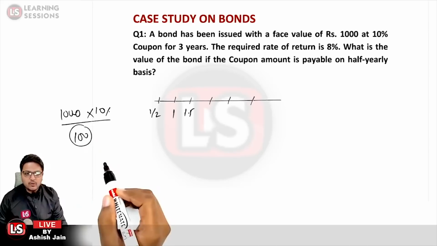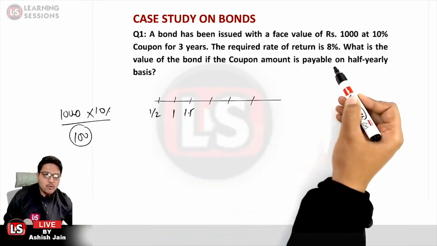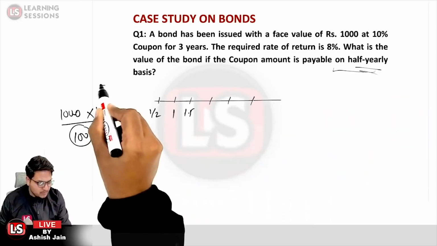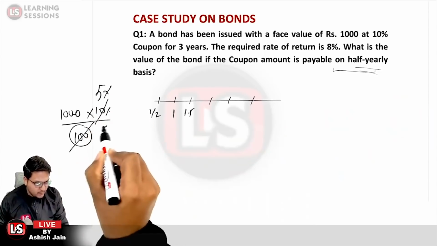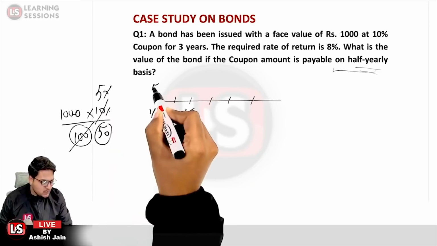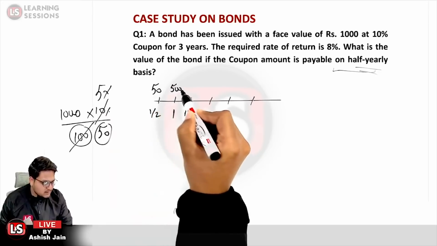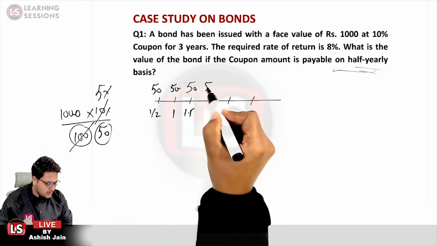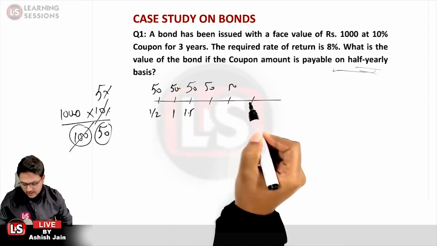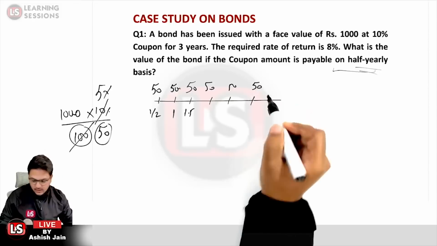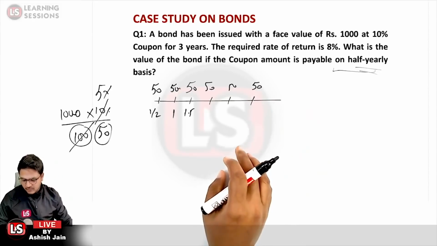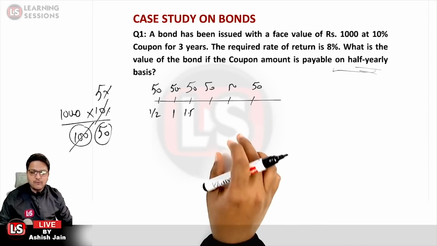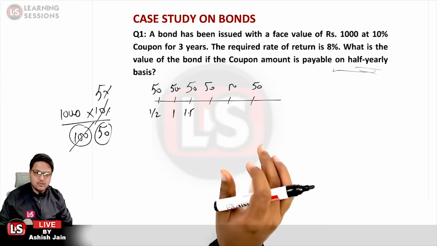But over here you need to look into the factor that the coupon is being paid half yearly. So the coupon percentage will be 5% and it will be only 50 rupees which will be paid for each of the 6 half years: 50, 50, 50 and so on. Is that clear? That is, 50 rupees will be paid for each and every half year.